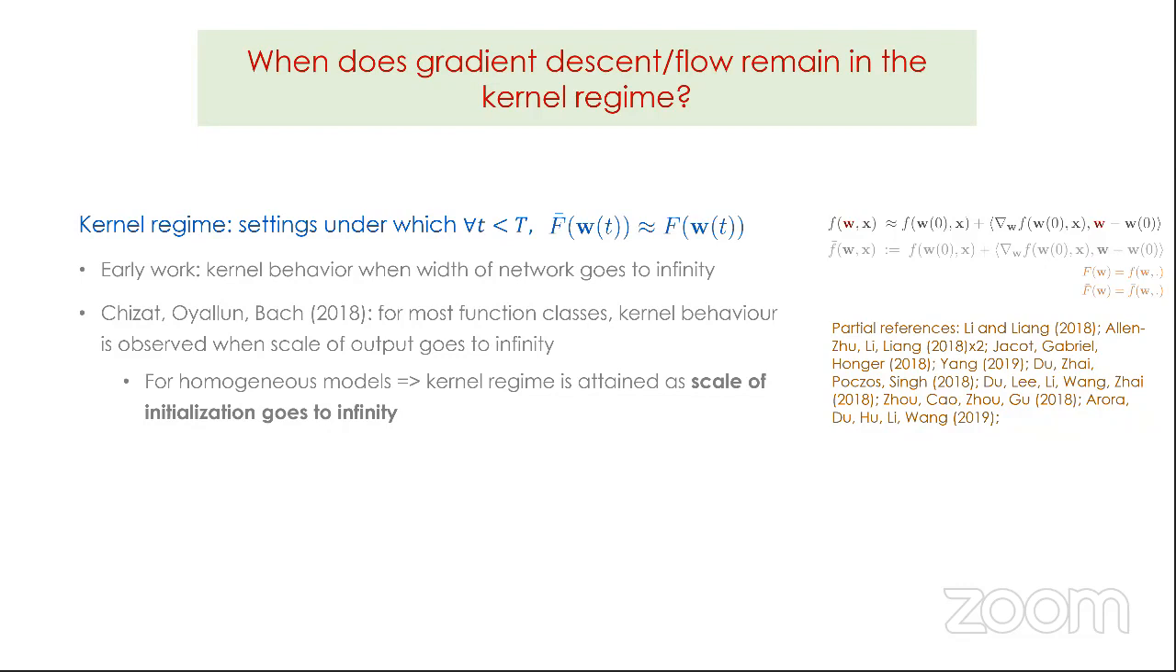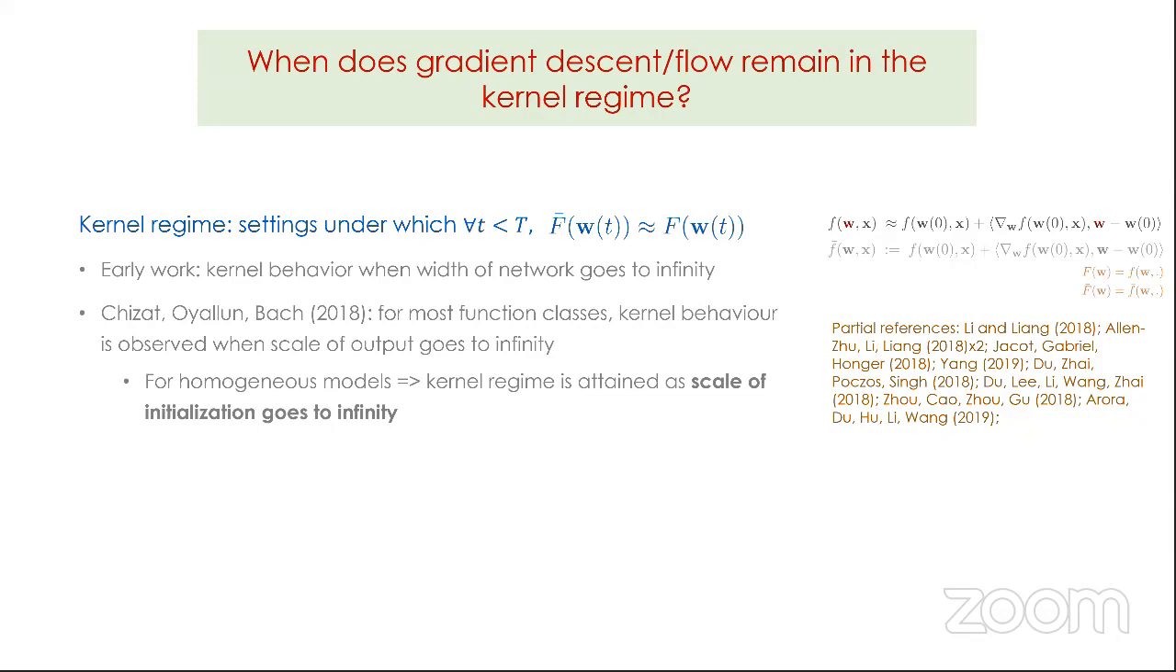In particular, the regime is when the scale of the output goes to infinity. The scale of the output is hard to explain, but if we restrict to what are called homogeneous models, where if you scale the parameters by alpha, the final function gets scaled by some scalar function of alpha, then the work by Chizat, Oyallon, and Bach established that the kernel regime is attained when the scale of the initialization goes to infinity. What does it mean? I have parameters w, I initialize to some fixed vector, and then take a sequence of models which are initialized with a scaling of this vector. As the scaling goes to infinity, if the scaling is large enough, you start approximating a kernel model.